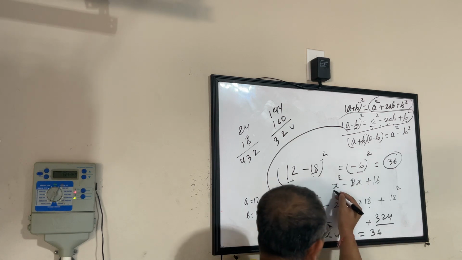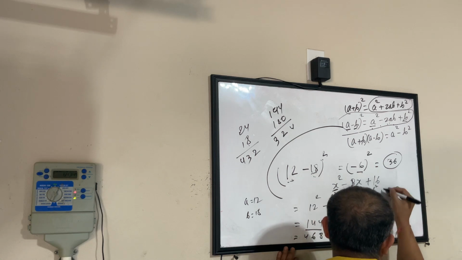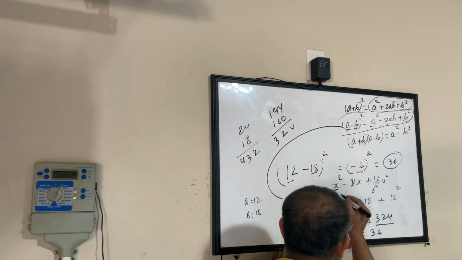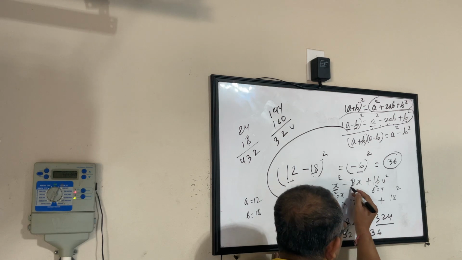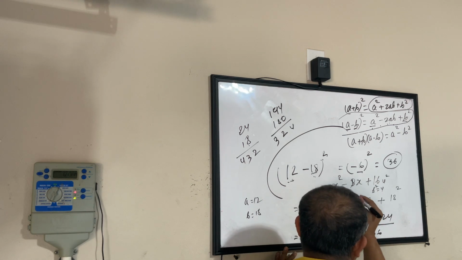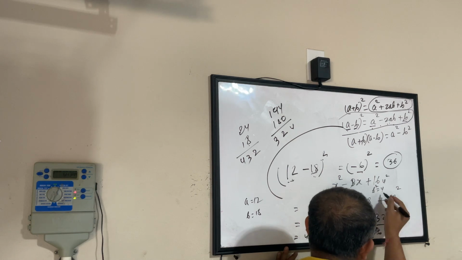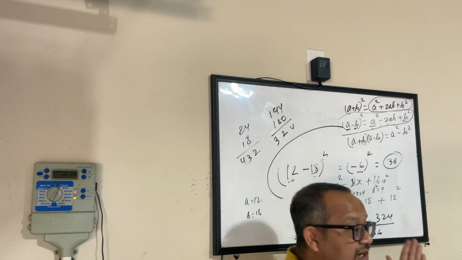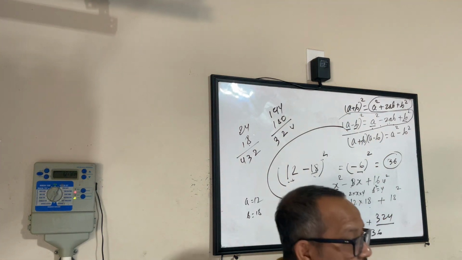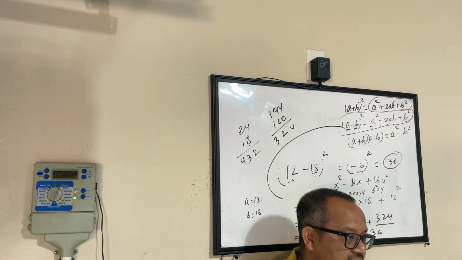I could see that this is my a squared, this is my b squared, I mean 4 squared. My a is x, b is 4. Is it 2 times a, which is x, and b, which is 4? I could relate it with the generic three formulas that we have derived, which are called algebraic identities.